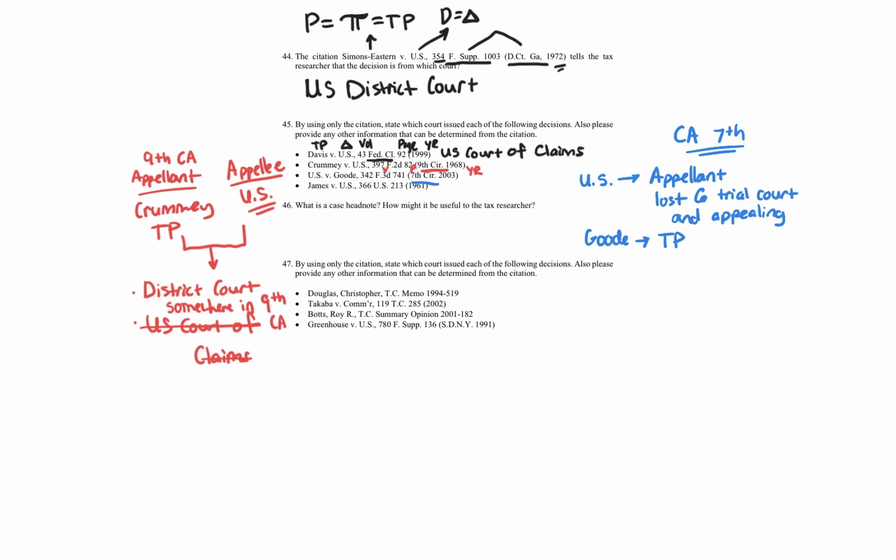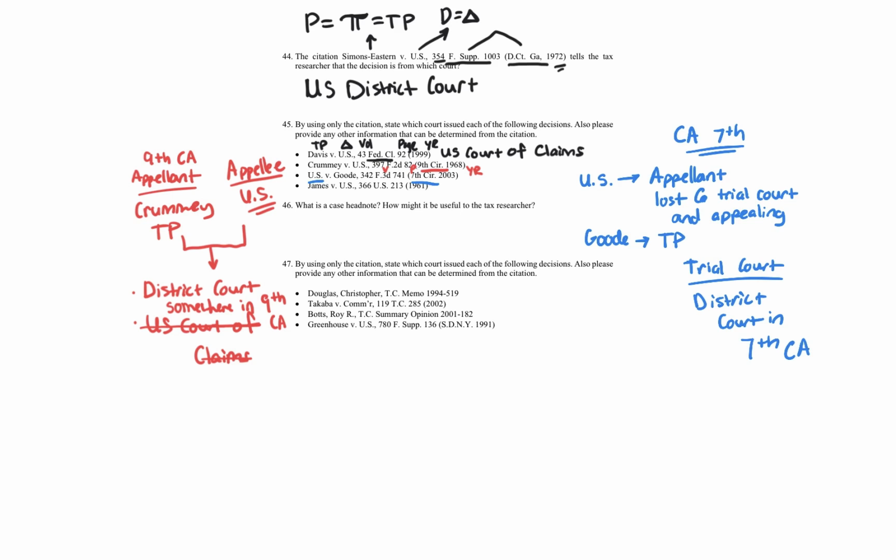Yes, using the same analysis for Crummy, we know, okay, well, the party is U.S. It's either going to be a district court or U.S. Court of Claims. It can't be U.S. Court of Claims because it's not the Federal Circuit. Therefore, the trial court, I'll write out trial court so you don't confuse it with tax court, for this case was a district court somewhere in the 7th Circuit Court of Appeals.